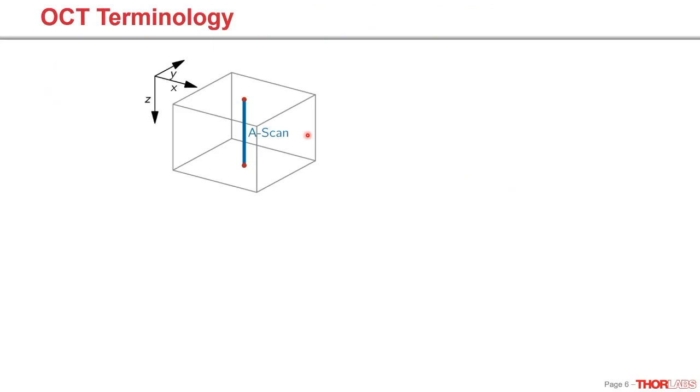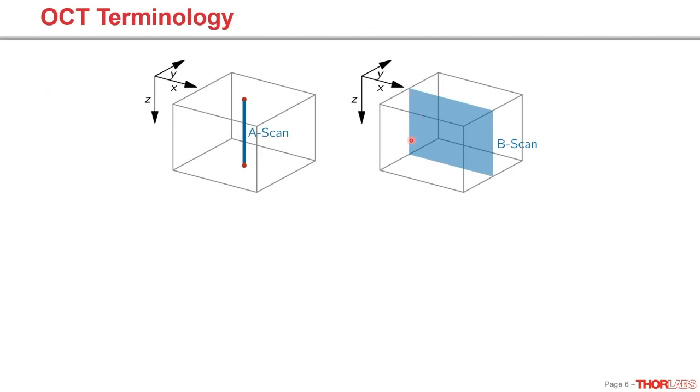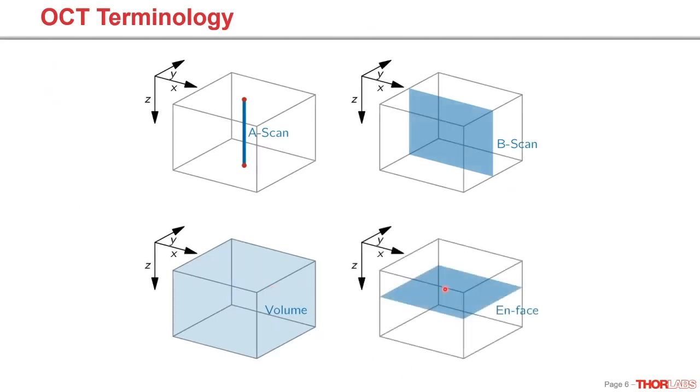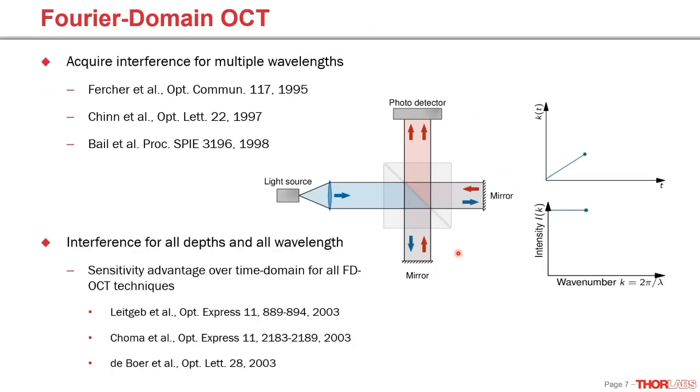One of these axial scans where you scan the reference mirror is called an A scan. And if you now also scan laterally, that's called a B scan, where you get a sectional image of your sample or the tissue. And if you scan in the other direction, that's what's usually referred to as a volume. You can also have an image where you only look at one depth layer, which is called an en face image.